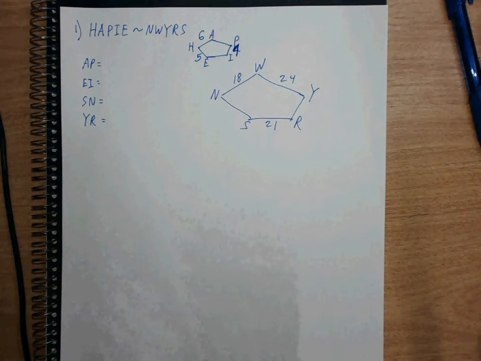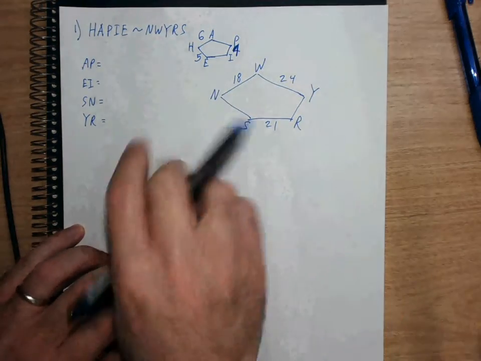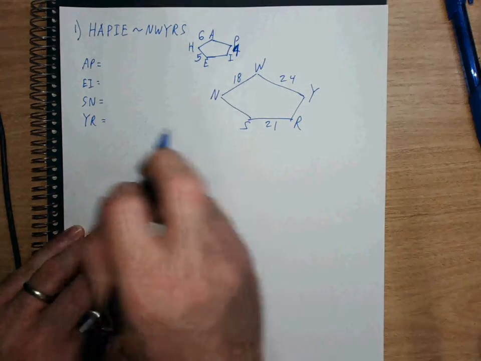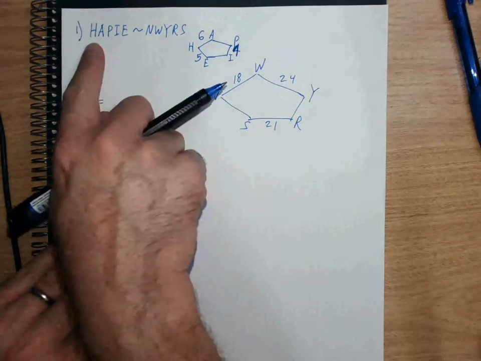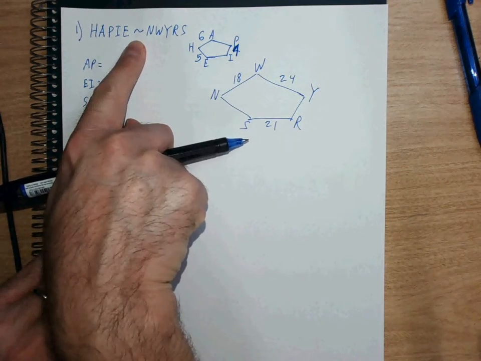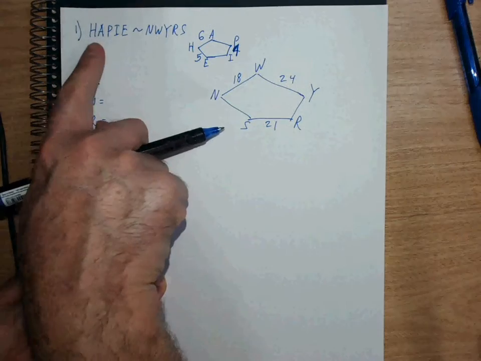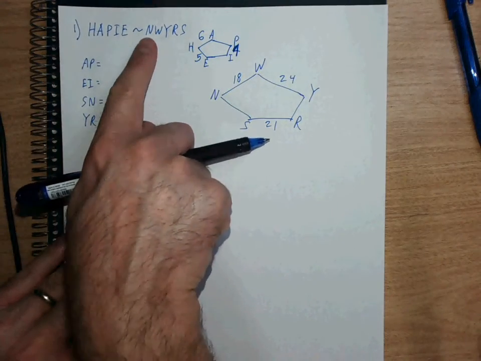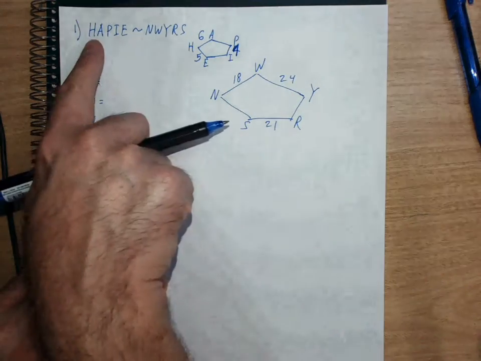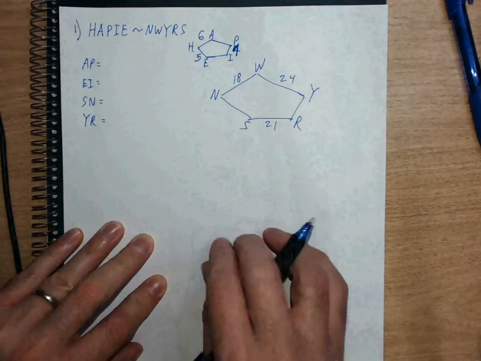Hello, and we're back. We are looking at this problem of similarity between these two shapes that you should be looking at in your Classkick. You'll notice we have a pentagon and a larger pentagon. This means that they are similar. So we have pentagon HAPIE is similar to pentagon NWYRS. And this also tells you, because of the order, which segments correspond to what.